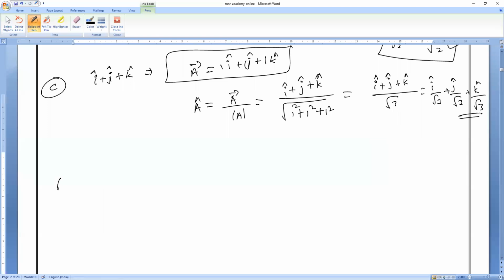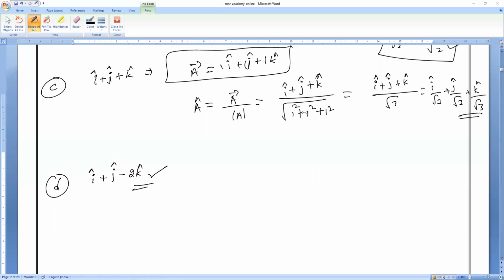Next one. I cap plus J cap minus 2 K cap. So that is what it is. So start doing, everybody. Take one minute and tell me. Let me know fast. Let me see who will solve first.